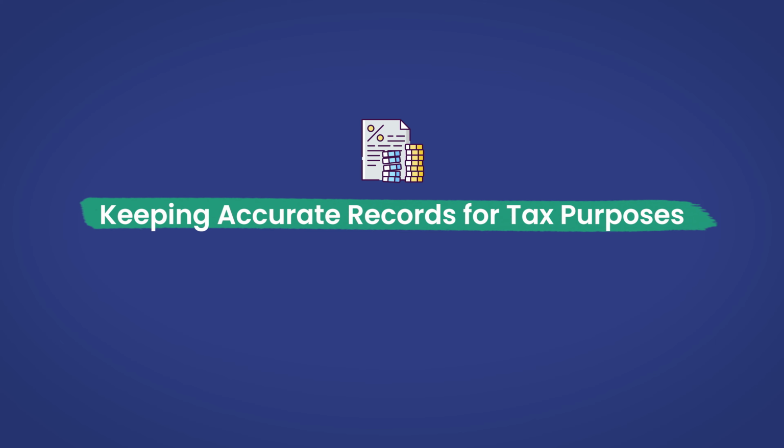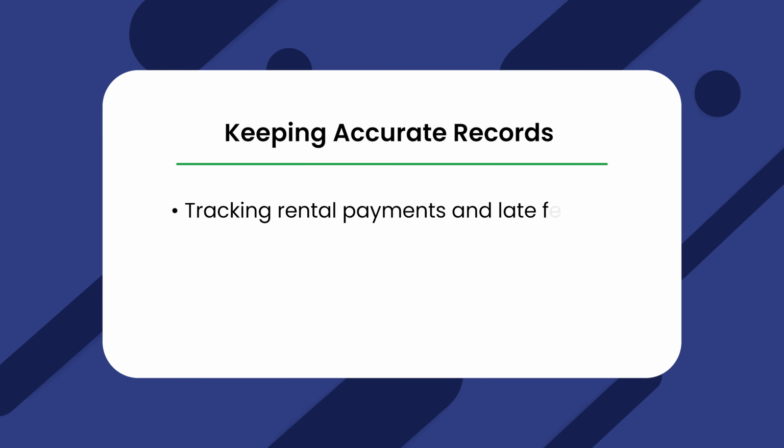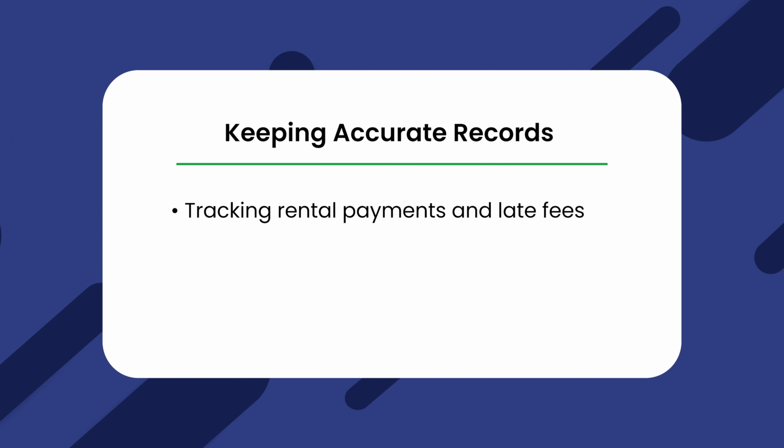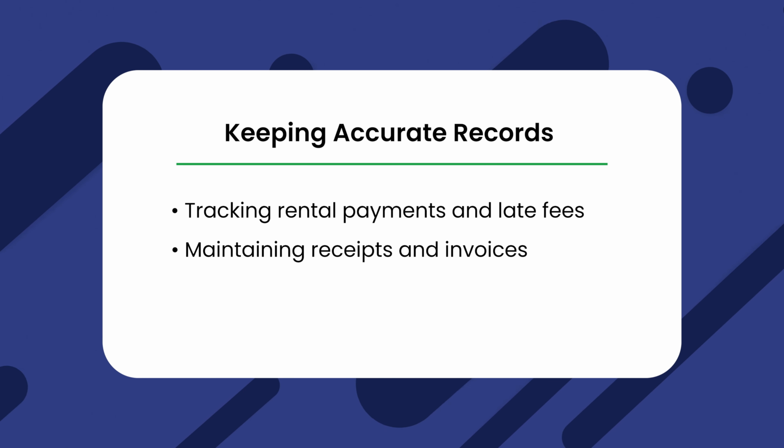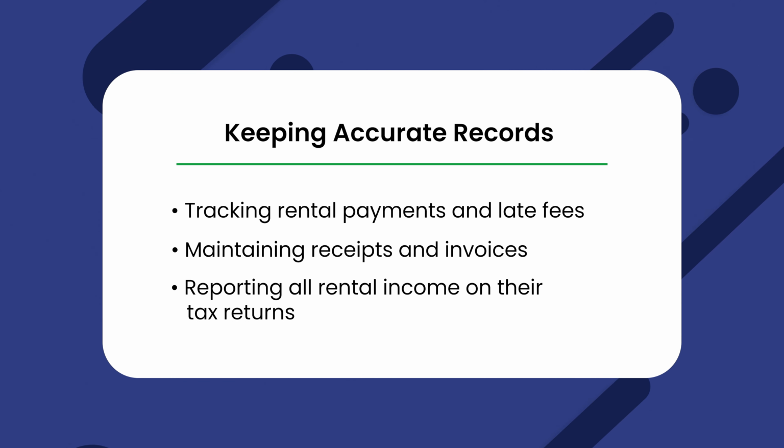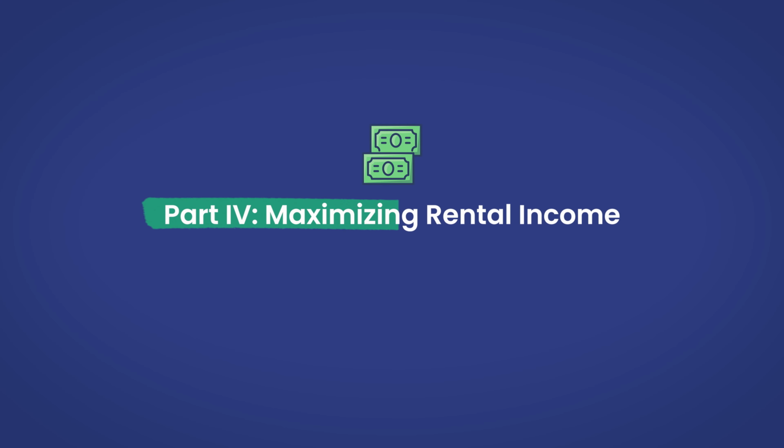Keeping accurate records for tax purposes. In order to properly report rental income for tax purposes, landlords and property managers must keep accurate records for all rent payments. This includes tracking rental payments and late fees, maintaining receipts and invoices, and reporting all rental income on their tax returns.